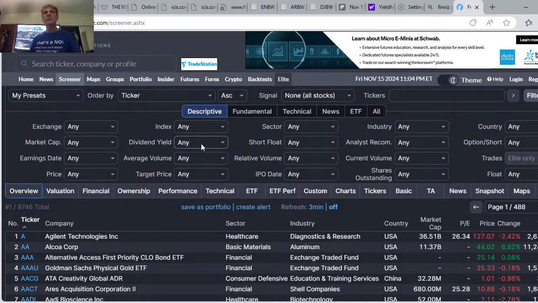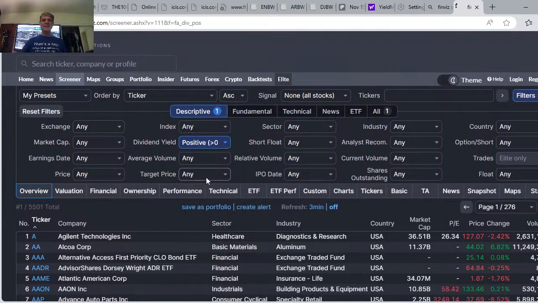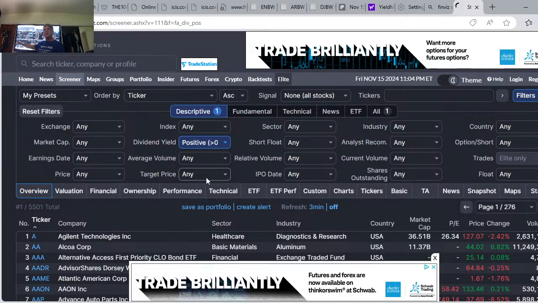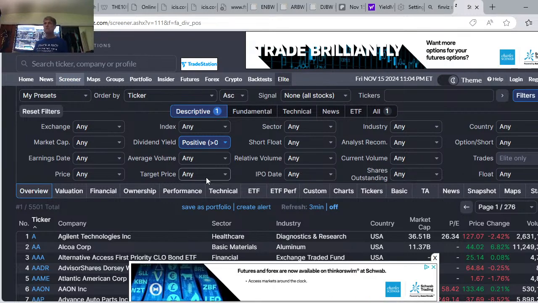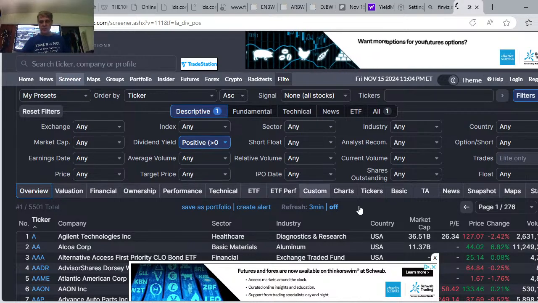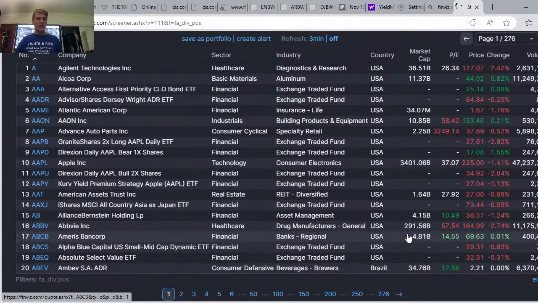First thing you want to do is go up to here. Dividend yield. Click on that. And if you put positive dividend, these are companies that are all giving you a positive dividend. There is 5,501. Okay, that's a lot to choose from. So how do you figure it out? There you go right there. Let's get rid of this. And let's slide down. Well, take a look.